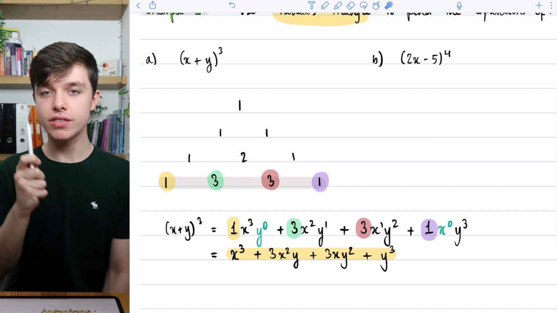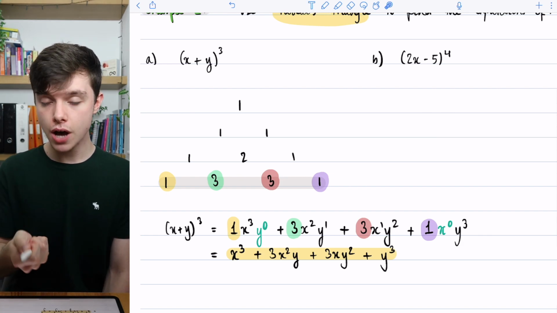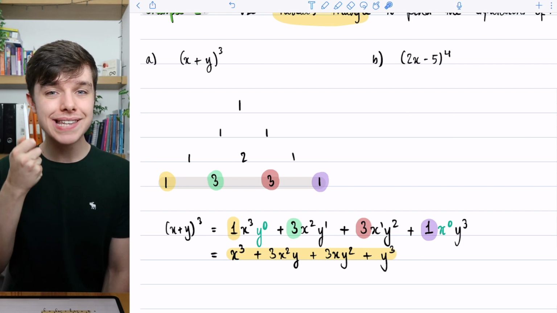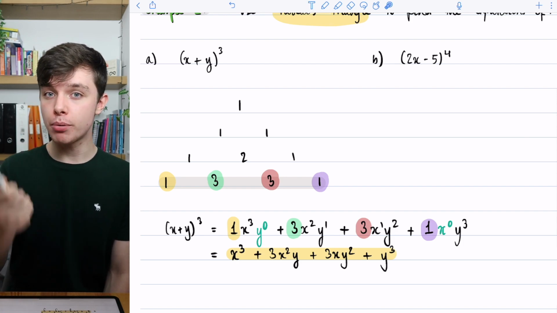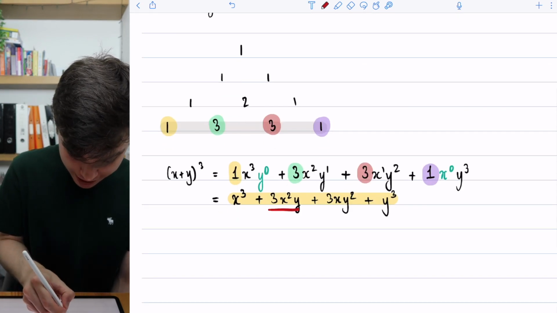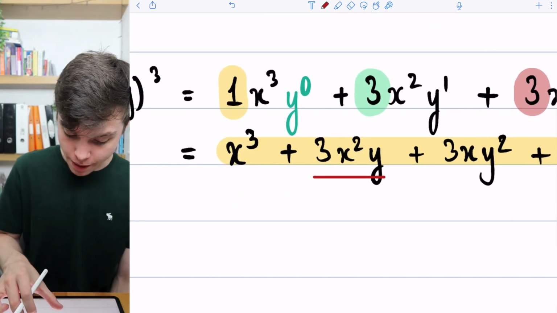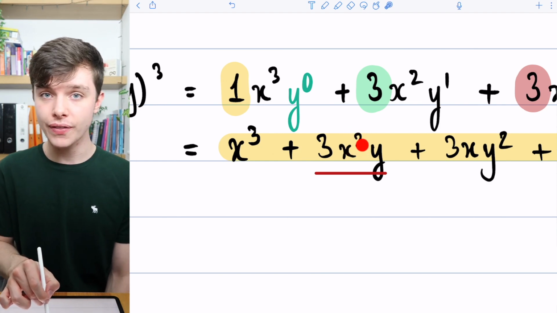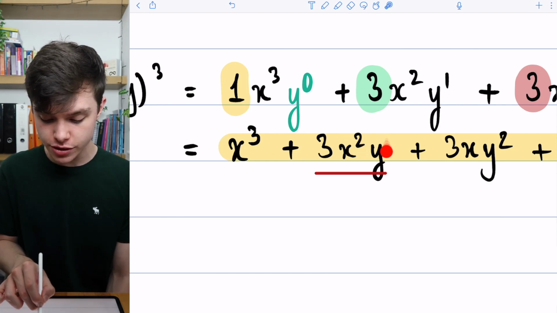Now, I want you to notice something about the powers. The powers on the x and the y always add to the power of the bracket. So look here. If we look at this second term here, okay, we have a power of 2 on the x and a power of 1, which we just don't need to write.